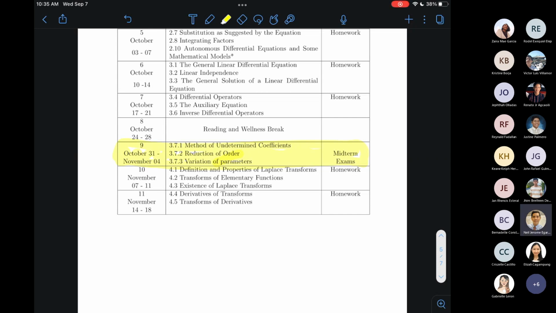Okay, so meron si Kiefer. How about the others? Ayan, medyo marami pala. 4, 5, 6. Yeah. All right.